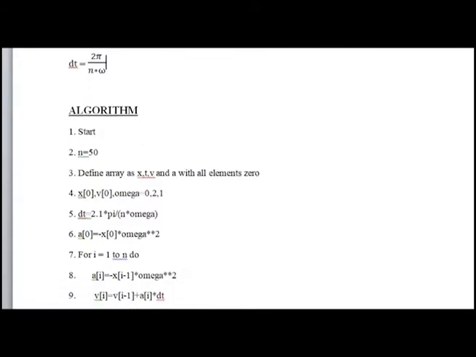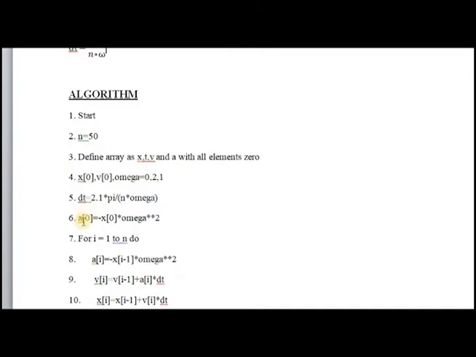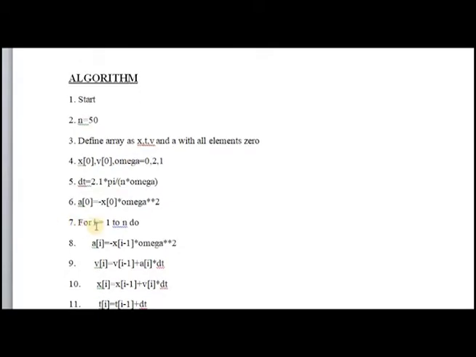Okay. So what is next is acceleration. Acceleration is equal to minus omega square x, and it is given here as the initial value of x into omega square, and omega is given as 1. Okay, and then for i is equal to 1 to n, do. This loop works for how many times? N times, depending upon the value of n I have given here, and it is 50. So the loop works up to 50 times.